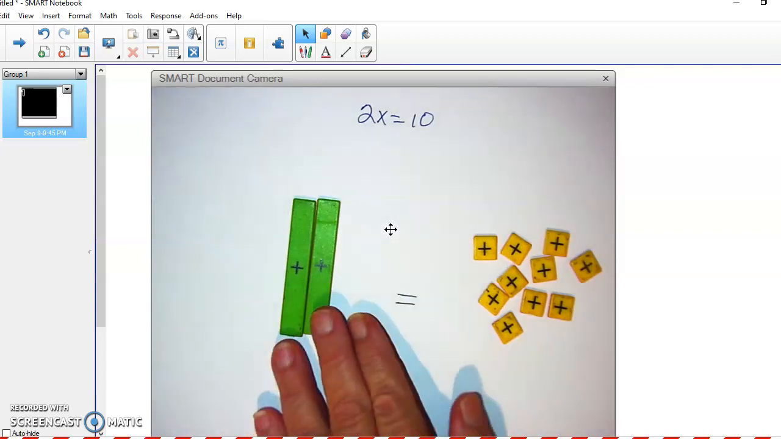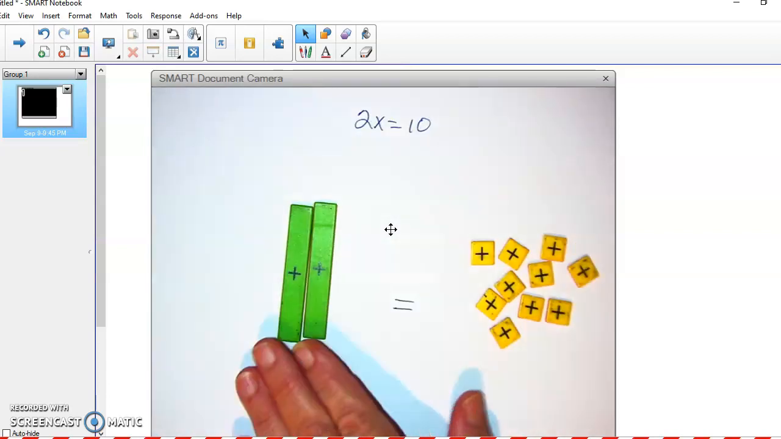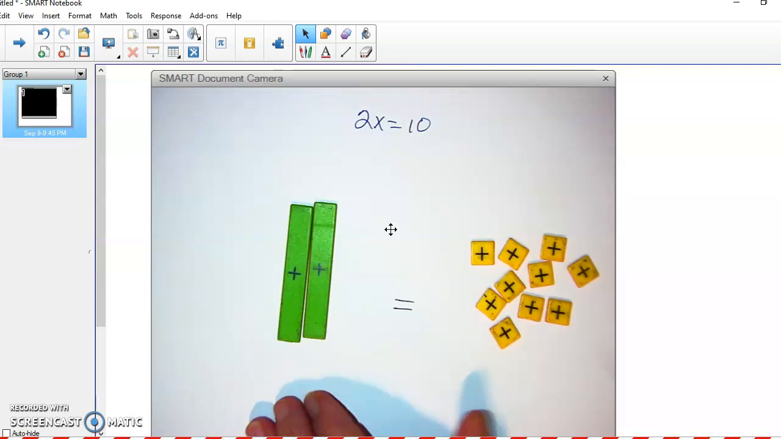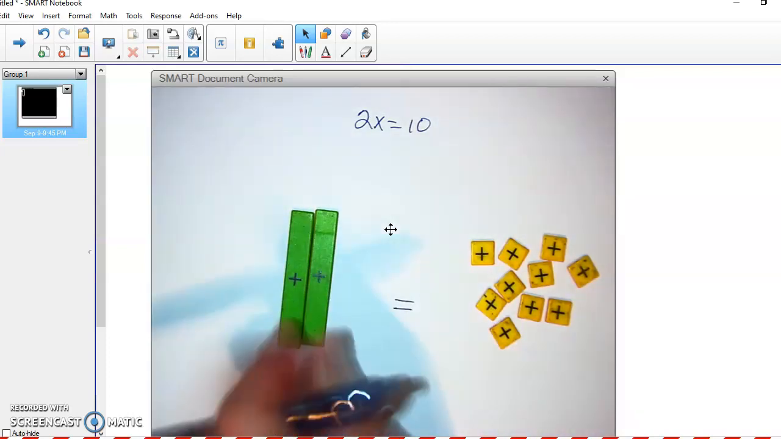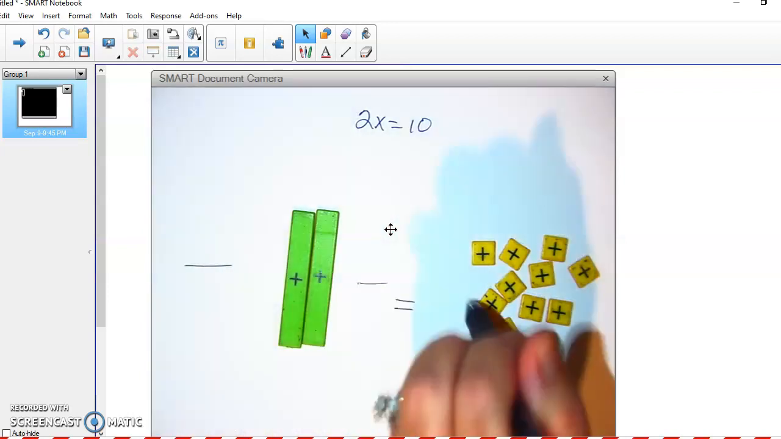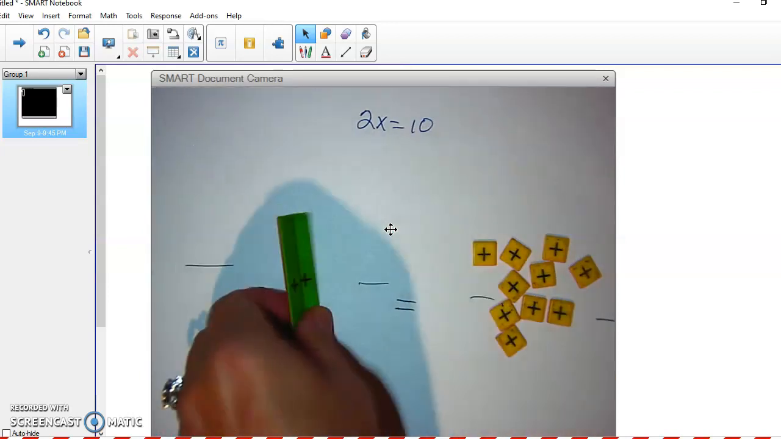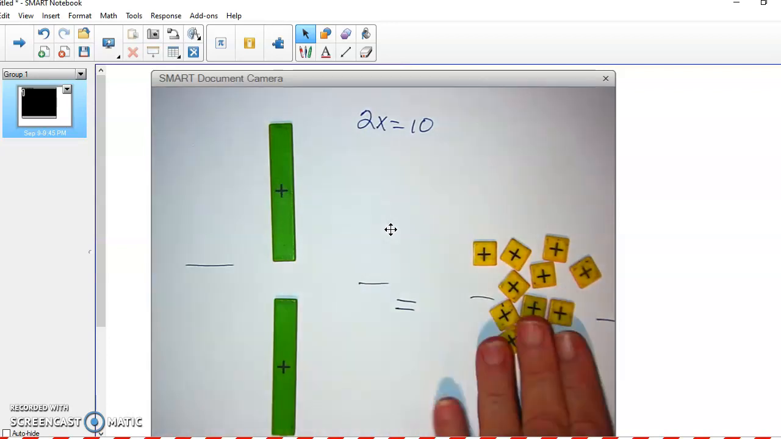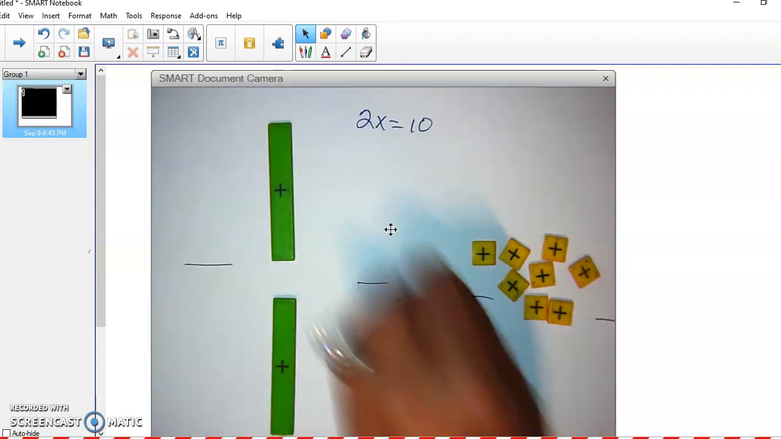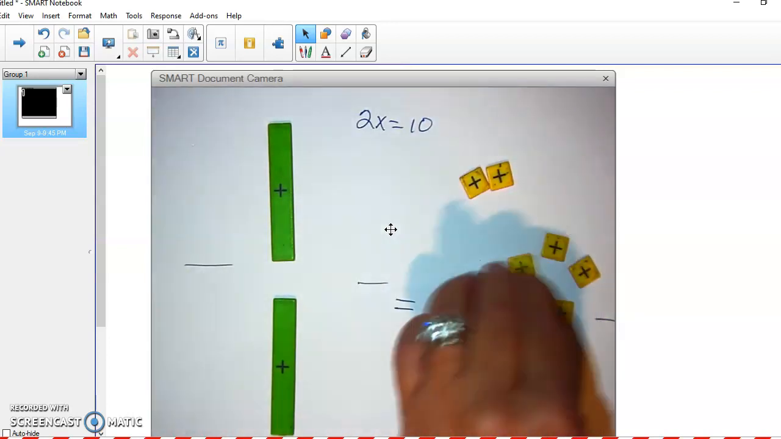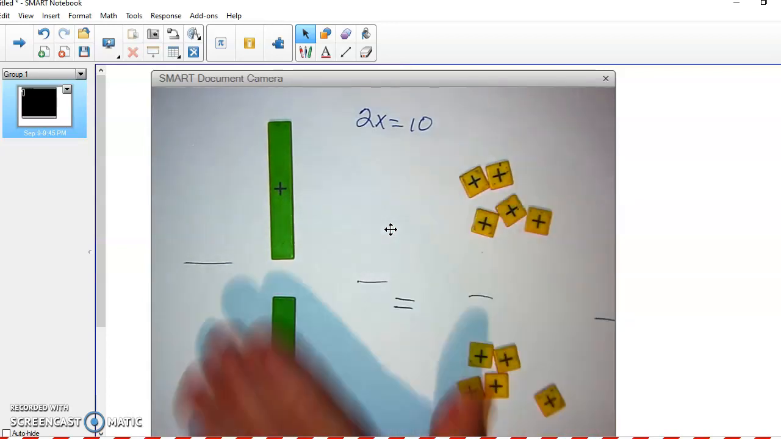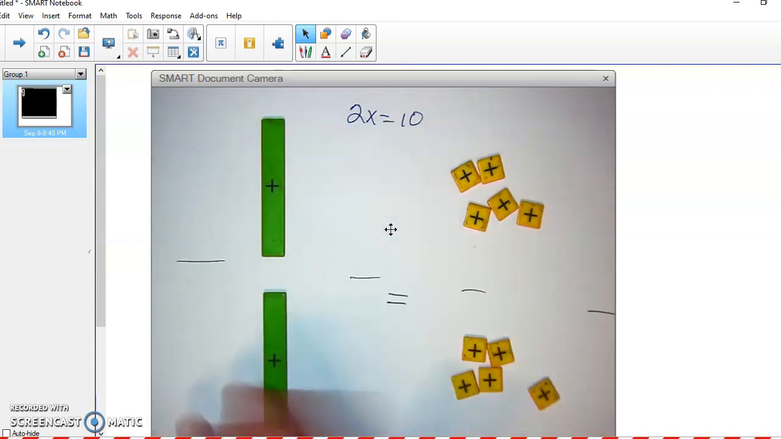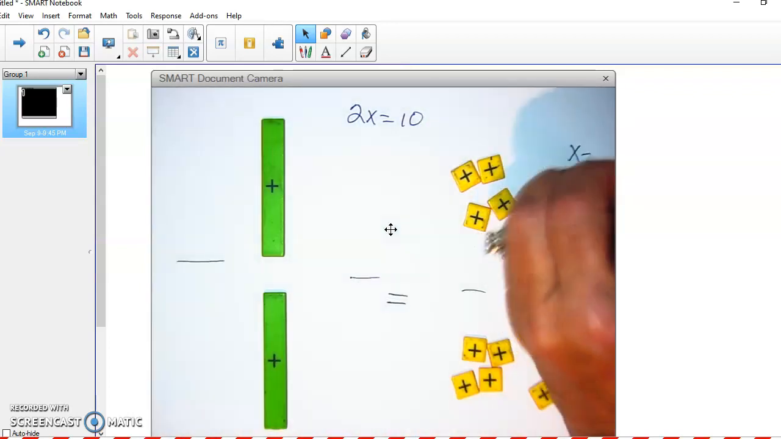So you're going to basically divide both sides by 2, or make it into two separate groups, because you have two of these x's. So I'm going to divide this into two groups, and then I'm going to divide these into equal groups. I'm going to put 2 here, and 2 here, 2 here, 2 here, and 1 here, and 1 here. If you take a look at this, for each x, it's equal to 5. So your answer would be x equals 5.